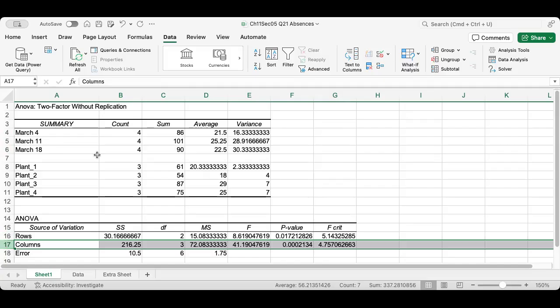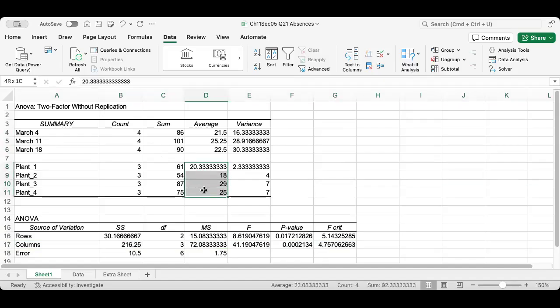And then I go back and I look at the averages here. 20.3, 18, 29, 25. Yeah, that third plant has substantially more average absenteeism than the first two. The fourth one's in the middle, so I would say, yeah, there's some variation here based on where you are. Which one matters more? Column or row?